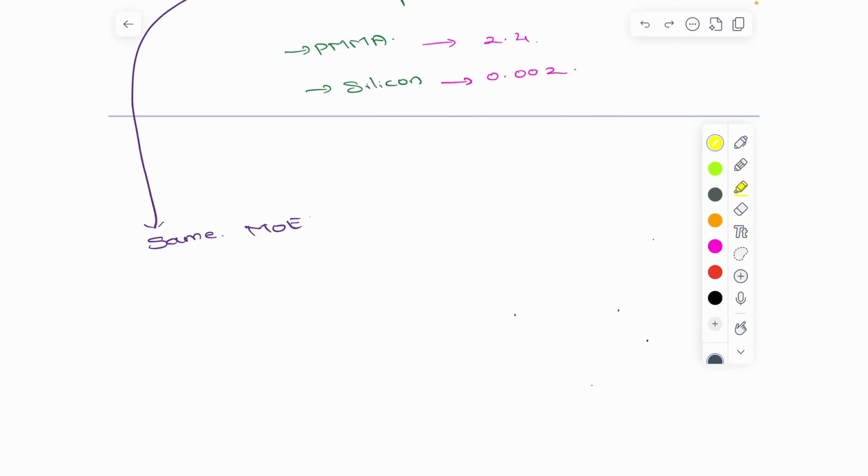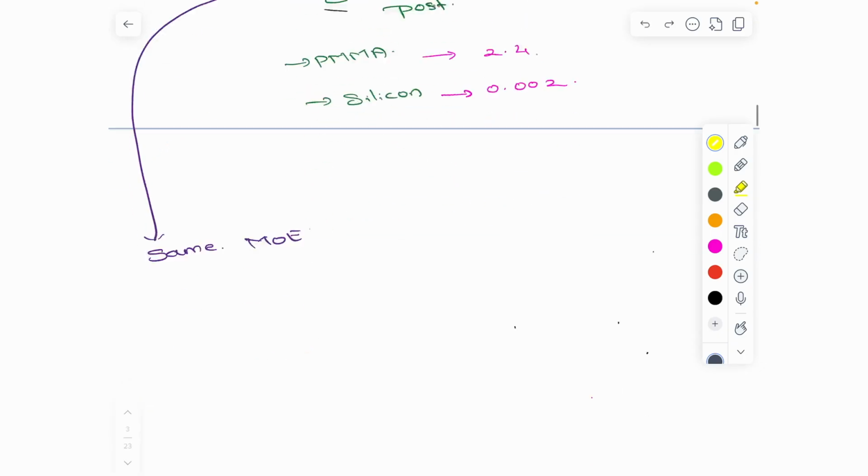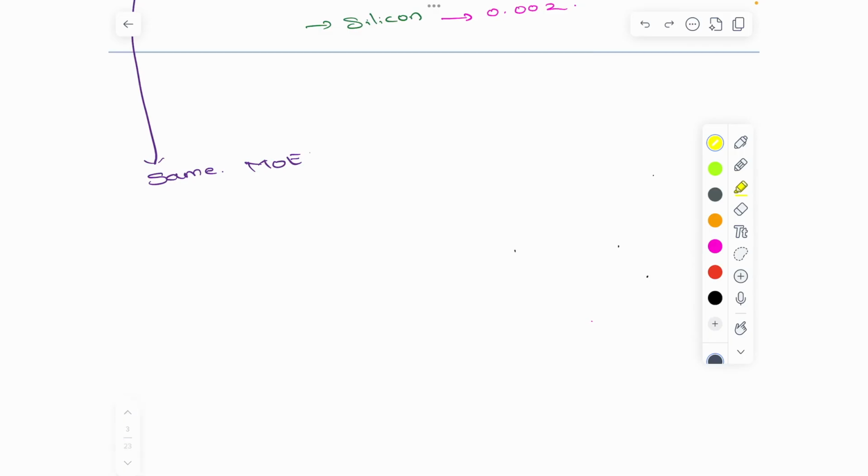Now, as we saw, dentine and carbon fiber post have the same modulus of elasticity. What does it mean if a substance has a closer modulus of elasticity, a closer stiffness? It gives a monoblock effect. Now, it's very much related to endodontics also, you know, gutta percha and the monoblock effect of the obturating materials, that's a different thing. But yes, it acts as a single block.